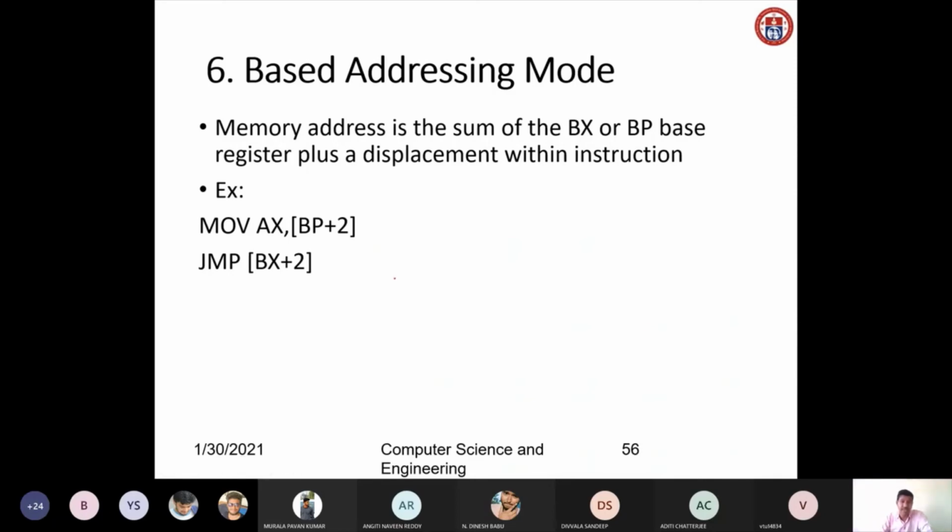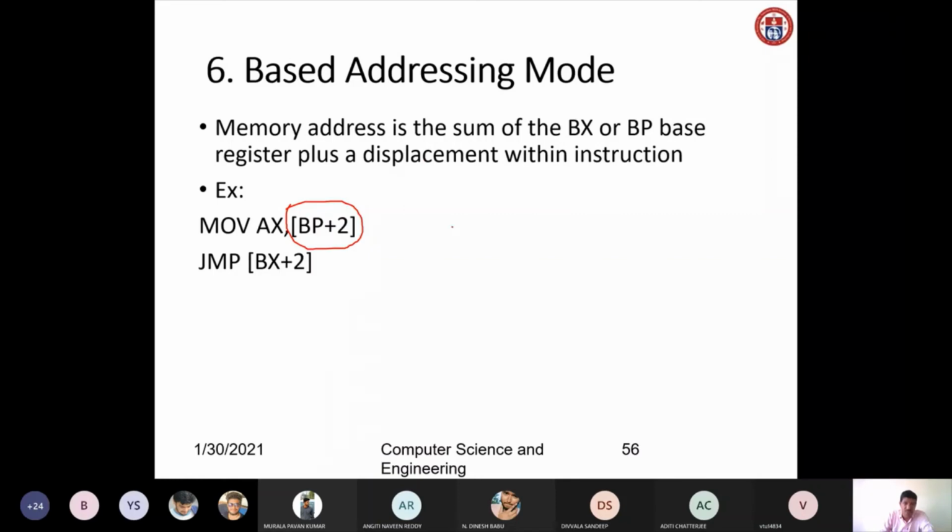Here, what is meant by based addressing mode means the memory address. This is your memory address. So the memory address is a sum of BX or BP, that is a base register or base pointer, plus a displacement within the instruction.